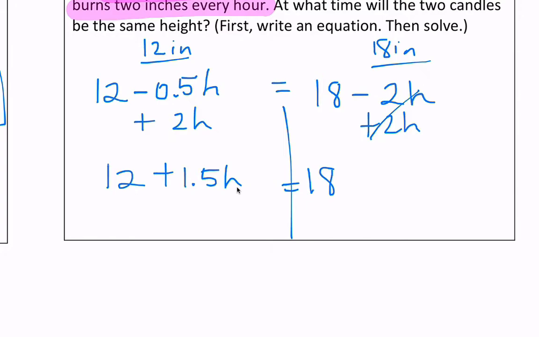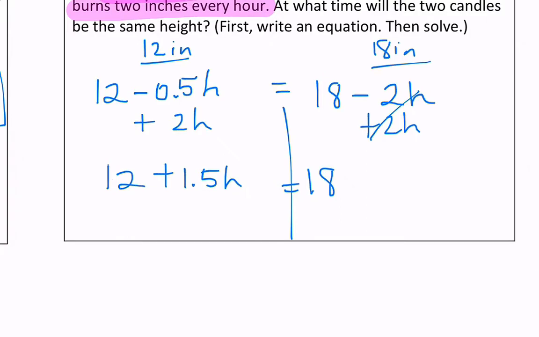Okay, so I'm trying to get h by itself, which means I need to get rid of this 12 and this 1.5. Notice the 1.5 is touching the h, so we're going to leave that guy alone for now. I'm going to get rid of this 12. Notice this is a positive 12. If you need to, put a little plus sign in front of it. That's a positive. So to get rid of a positive 12, you can do the opposite. I'm going to take away 12. What I do on one side, I do on the other. A plus 12 and a negative 12 cancel. So on the left-hand side, this 1.5h will fall down. Put your equal sign. On the right-hand side, 18 minus 12 is 6.